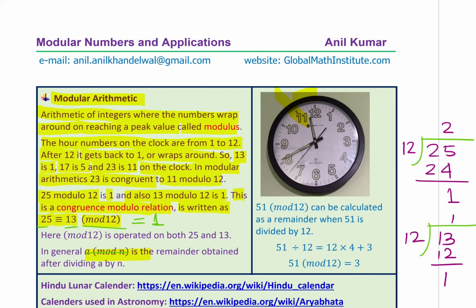So what do we notice? We see that the remainder is 1 in both the cases. So the mod operator basically is the result when you divide the number by n. That remainder or the residual value is what we are interested in. Most of the time, we are always interested in the remainder or the residual value.